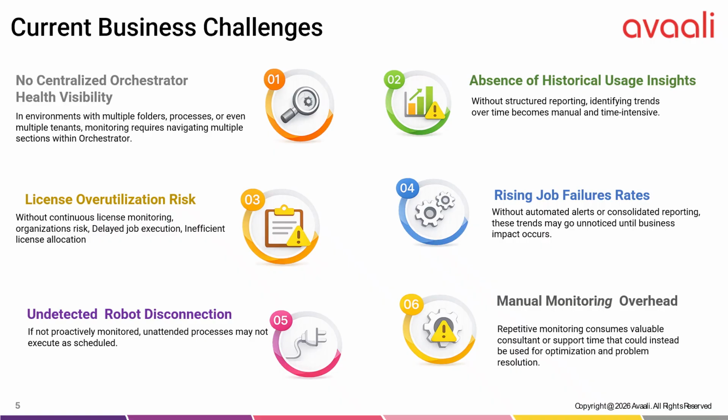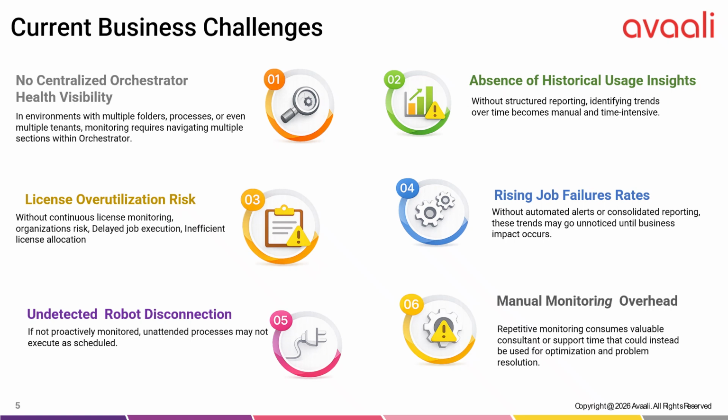Rising job failure rates. An increase in job failures may indicate application changes, credential issues, infrastructure instability, or business rule updates. Without automated reporting or trend visibility, these patterns may go unnoticed until they impact business operations.